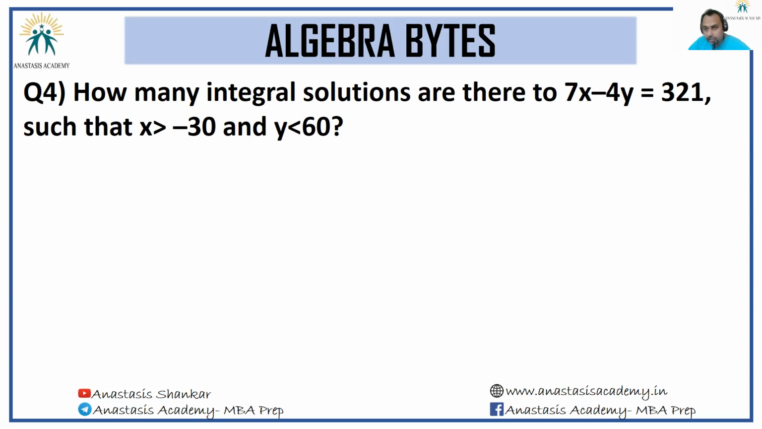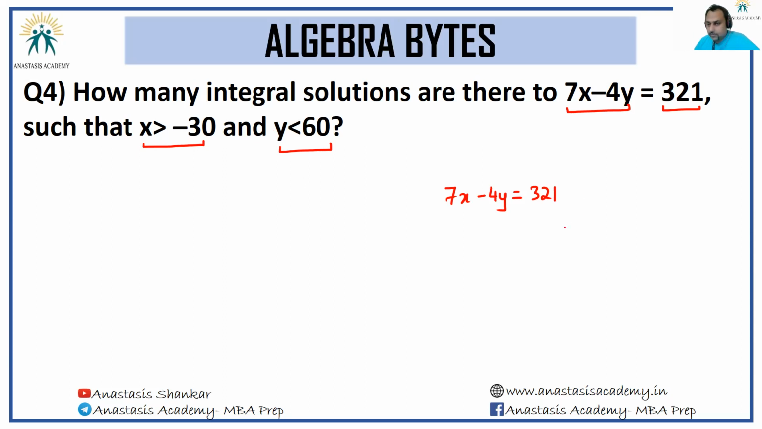Next, how many integral solutions are there to 7x minus 4y is equal to 321 such that x is greater than minus 30 and y is less than 60. Okay, let's start making cases. 7x minus 4y is equal to 321.